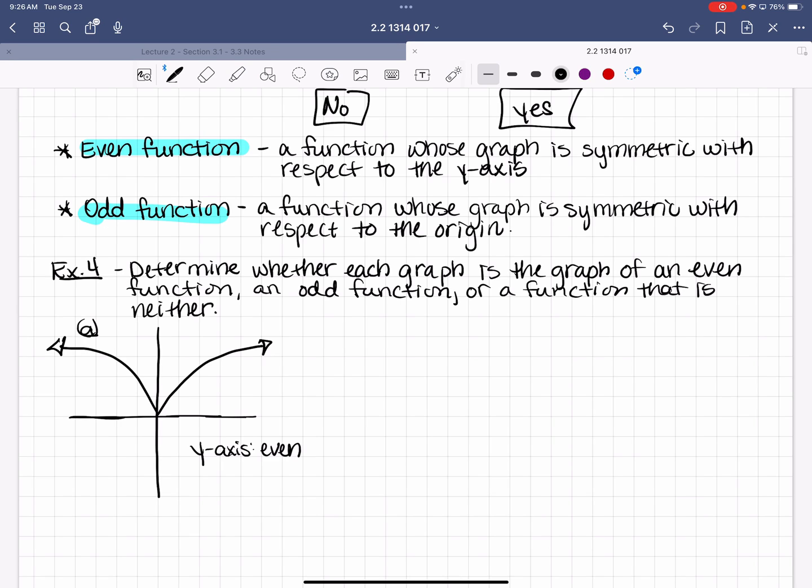Okay, B. What if I just have this little chunk right here? Even, odd, neither. Neither, because there's no more to him, is there? Like if I fold him over the y-axis, nothing happens. Like there's nothing for him to match to, right? So that's neither.